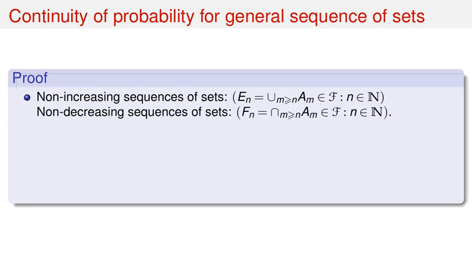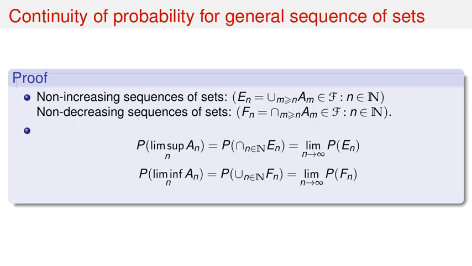Finally, let's address the continuity of probability for a general sequence of sets. Consider the non-increasing sequence of sets En equals the union for m greater than or equal to n of Am, and the non-decreasing sequence of sets Fn equals the intersection for m greater than or equal to n of Am. Both En and Fn are in script F for all n.